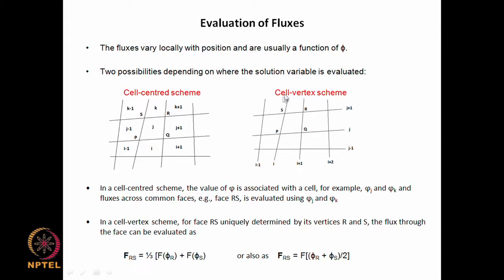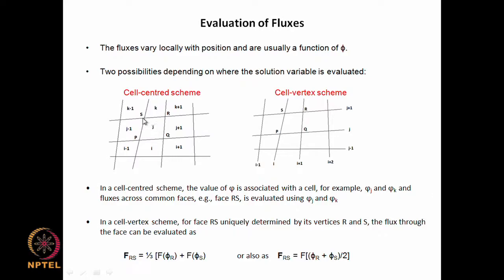A cell vertex scheme is where a cell is characterized by the vertices, for example PQRS, and the value of phi at these four corners PQRS can change. Any value anywhere in between is to be obtained by interpolation. So, in the cell vertex scheme you are evaluating the value of the variable at these corners PQRS. In a cell centered scheme you are evaluating a value for this cell.